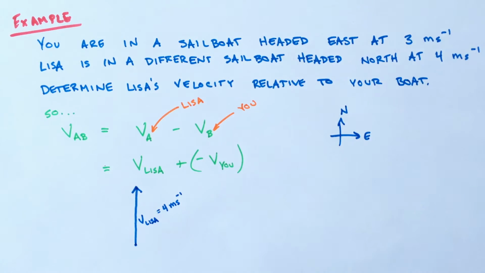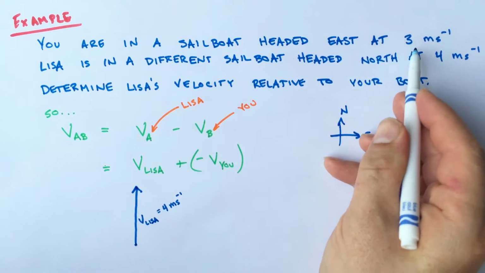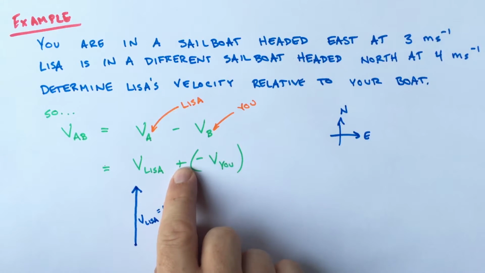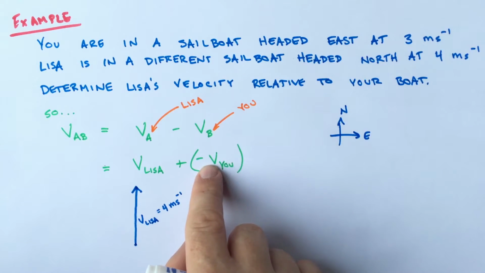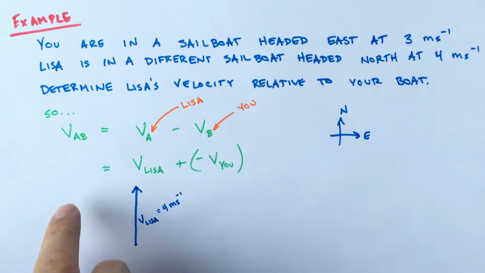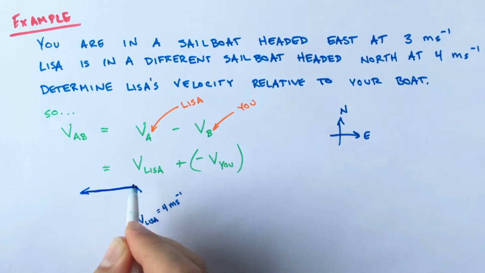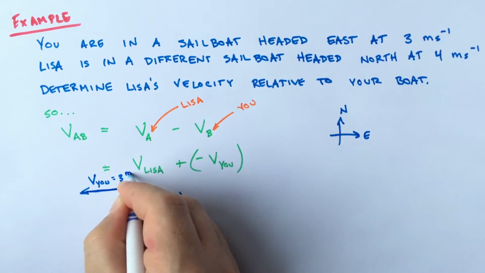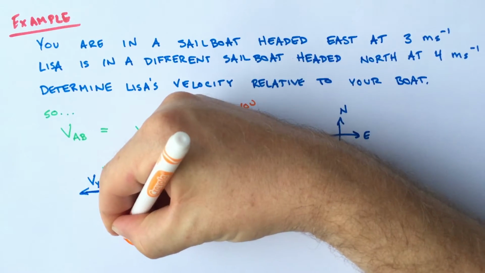All right, and your velocity is east at 3 meters per second, right? But we want to add not your velocity, we want to add negative your velocity. So rather than 3 meters per second east, we're going to add 3 meters per second the other way, west. And this is V, your velocity, which is 3 meters per second. Right. The resultant velocity is going to be directed this way, right?